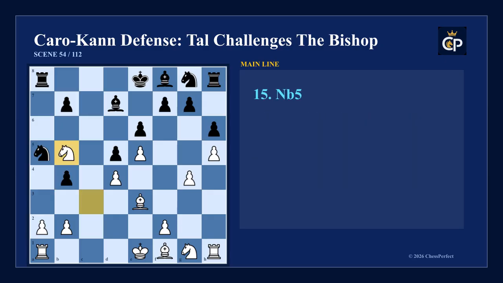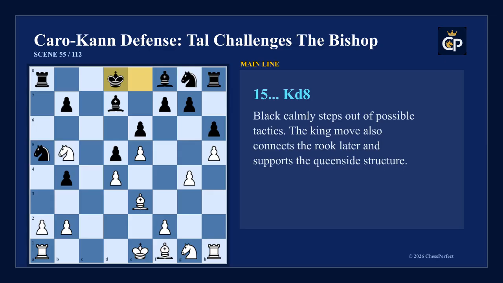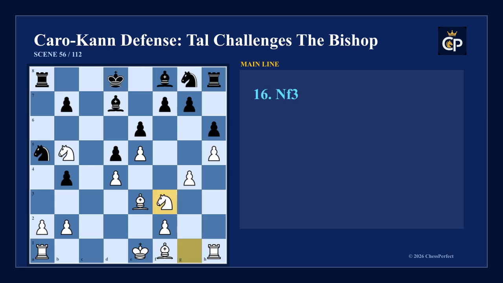Knight b5. King d8. Black calmly steps out of possible tactics. The king move also connects the rook later and supports the queenside structure. Knight f3.